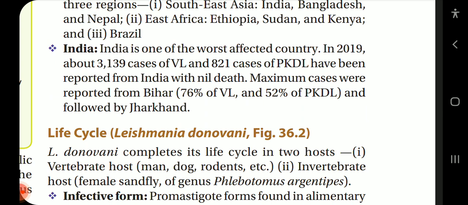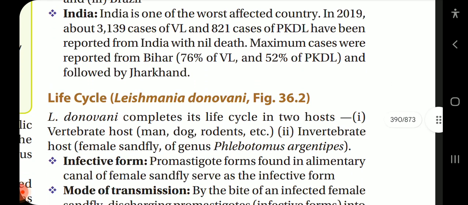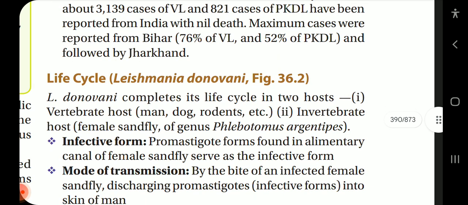In 2019, about 3,139 cases of VL and 821 cases of PKDL were reported from India with nil death. Maximum cases were reported from Bihar, 76% of VL and 52% of PKDL, followed by Jharkhand.